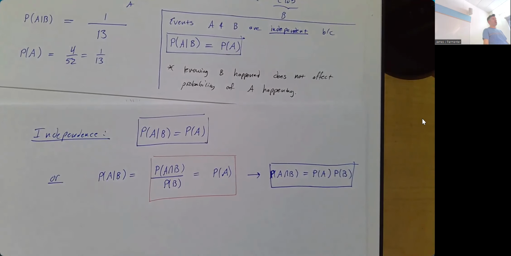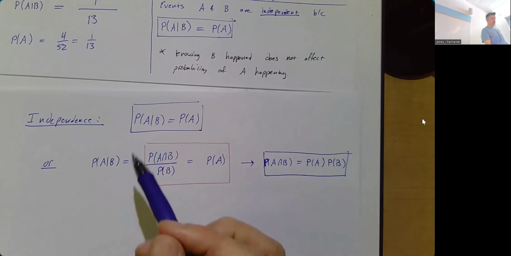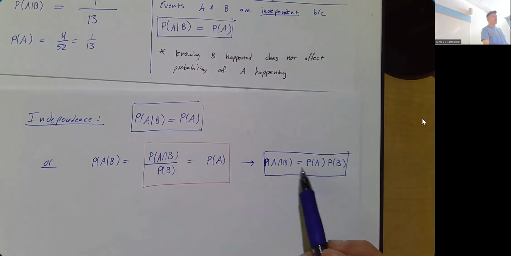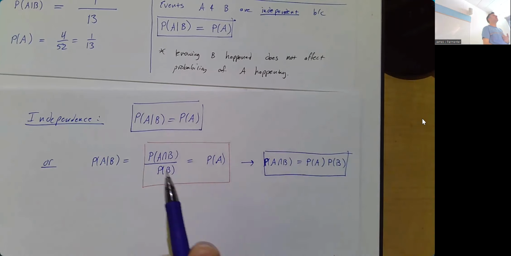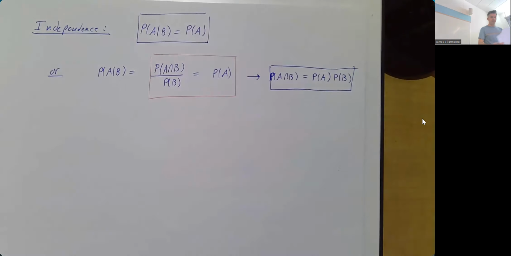So when people try to show something is independent, they either try to show that these two things are equal or that these two things are equal. And either way is fine. I like this because I feel like it is more meaningful, but this is also true. Okay.